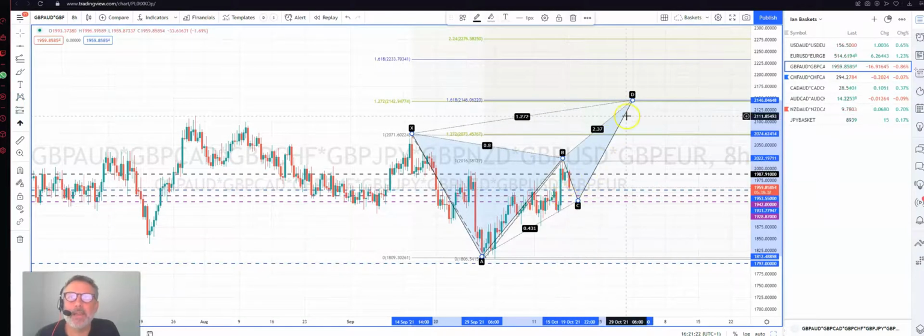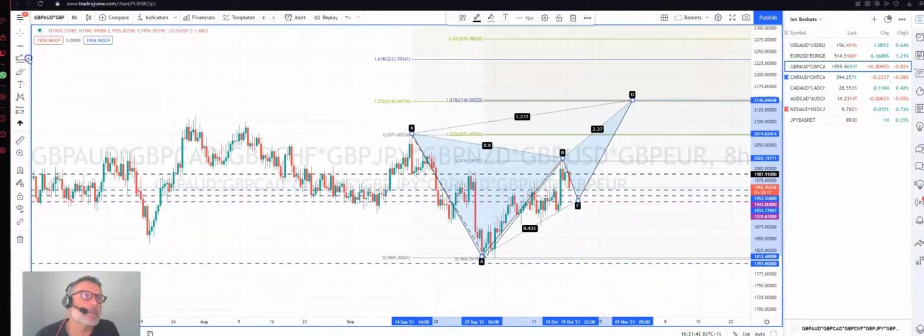So on the 8-hour chart, even though the shorter time frame has got a bearish bias, the 8-hour chart is actually highlighting a bullish bias, and it is quite common for the BC leg only to retrace 38.2% of the AB leg. So it's either 38.2% or 88.6%, which is down here.